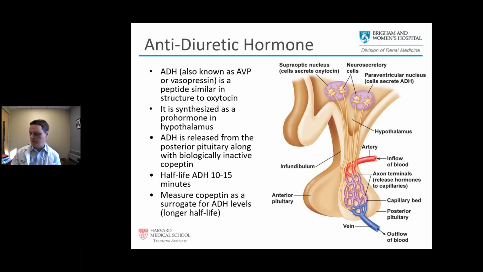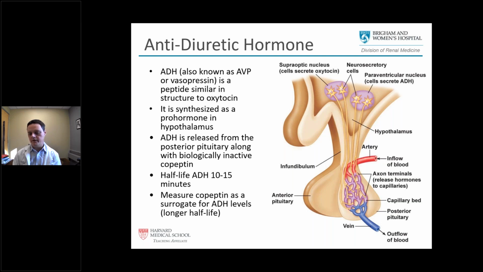And how do we do this? Well, we use antidiuretic hormone. ADH, which is also known as AVP, which is arginine vasopressin or vasopressin, is a peptide that is similar in structure to oxytocin, which is a hormone that's involved in pregnancy. It is synthesized as a prohormone in the hypothalamus in the brain and released from the posterior pituitary along with a biologically inactive copeptin. It has a half-life of just 10 to 15 minutes. And we can use copeptin levels as a surrogate for ADH levels. Although I have to say that the number of times that I've measured ADH levels in clinical practice is very, very low.